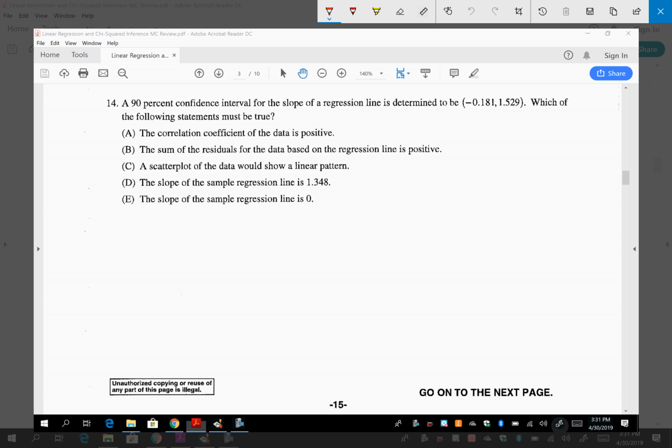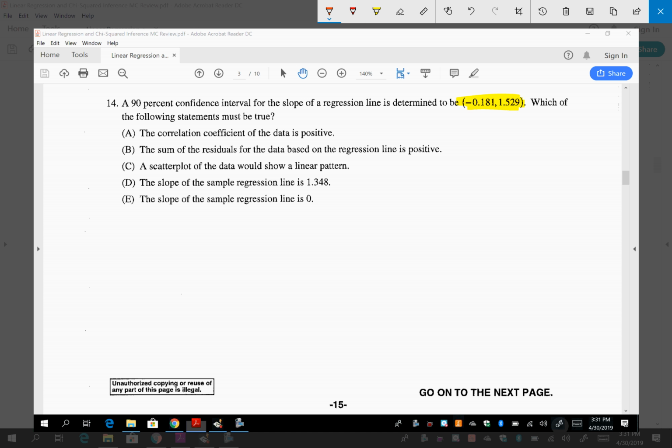Strong sign. All right. We have a 90% confidence interval. And I was talking with this group as well that anytime you do anything with linear regression, it's always about the slope of the line. Always about the slope. Okay? Which of the following statements must be true if this is your interval? Now, I'll just be honest.